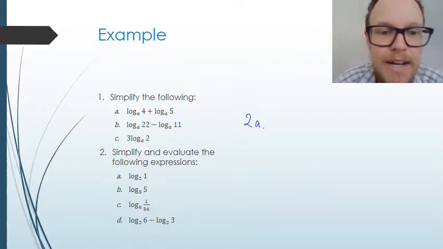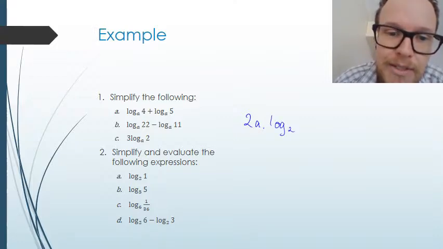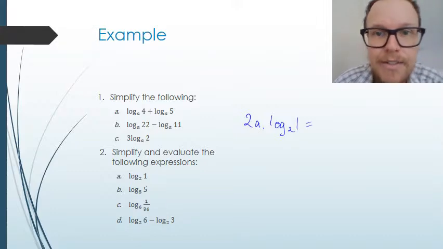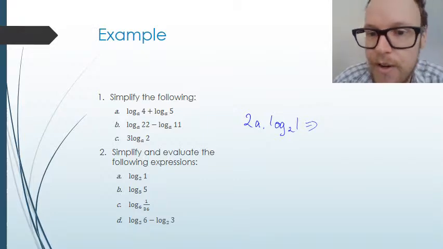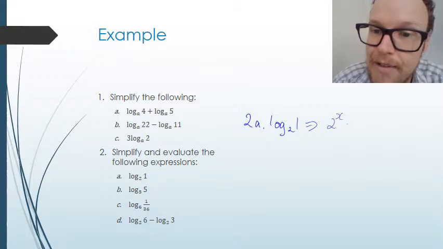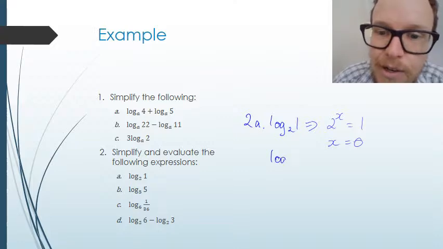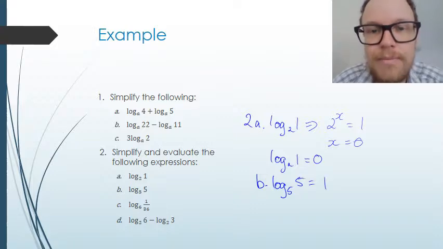Question 2a, we're asked to simplify and evaluate these expressions. We've got log to the base 2 of 1. Now, if I've got 2 to the power of x equal to 1, x will always be 0. So that means that log to the base 2 of 1 is equal to 0. b, I've got log to the base 5 of 5, which is going to equal 1, because anything to the power of 1 is itself.